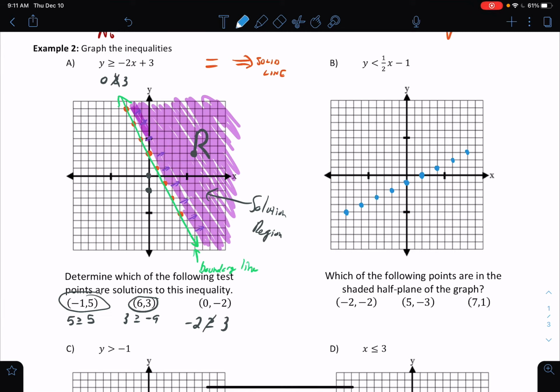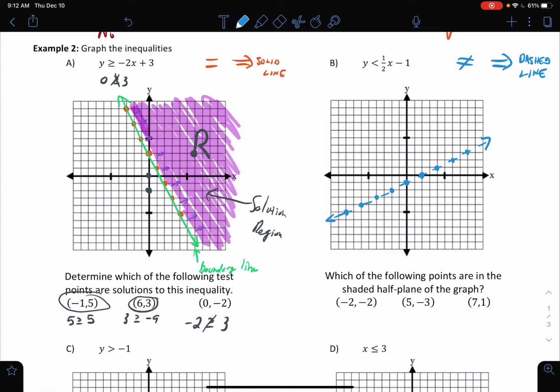Now, I don't want to make a solid line here because I do not have equality. All I have is y is less than 1/2 x minus 1. Since I don't have equality, I'm going to do a dashed line. Remember, this is just my boundary line. I'm not actually including this line. I'm just saying that this line sets the boundary for where I'm going to start to shade. So I'm going to do a dashed line connecting these dots. Don't forget my arrows, because this boundary goes on forever and ever.